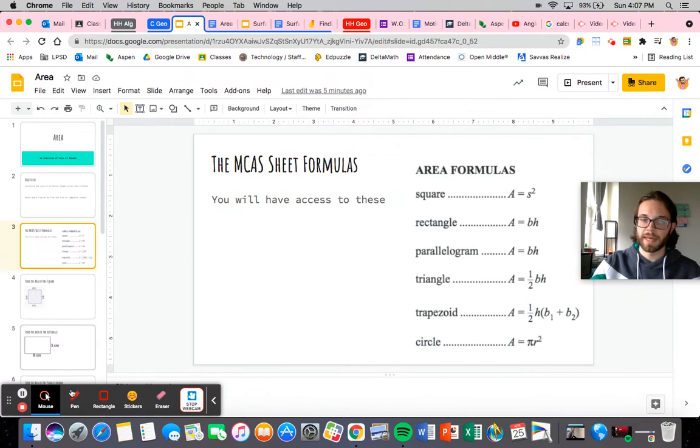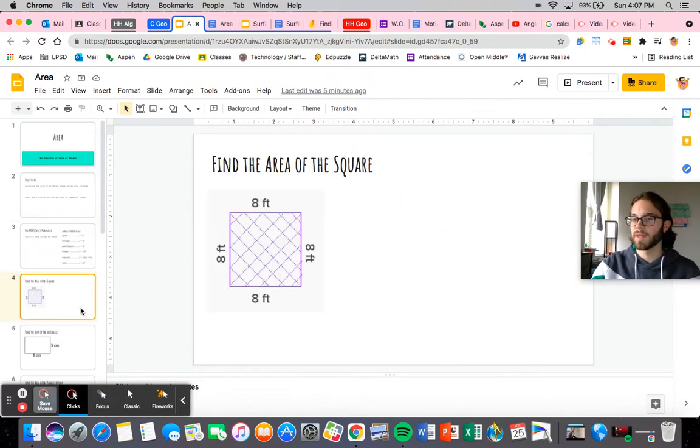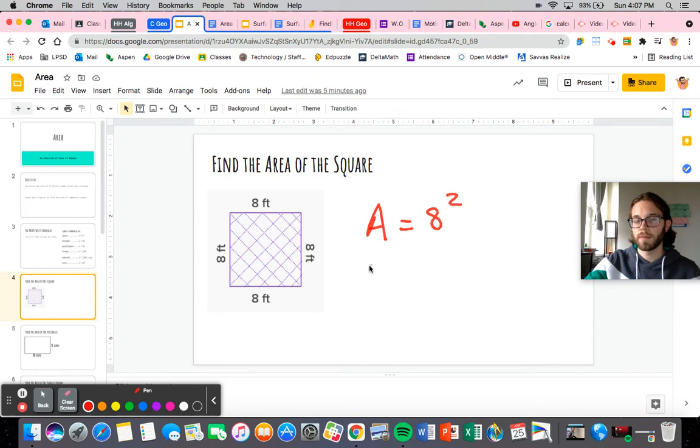Area is equal to the side length squared, right? We know all sides of the square are the same. So that means if we have a square of side length 8, we do 8 squared. So the area is 64. And remember, area being how much space it takes up, that makes sense. So it takes up 64 feet squared. Don't forget your unit, that is very important. Okay, so we have 64 feet squared.